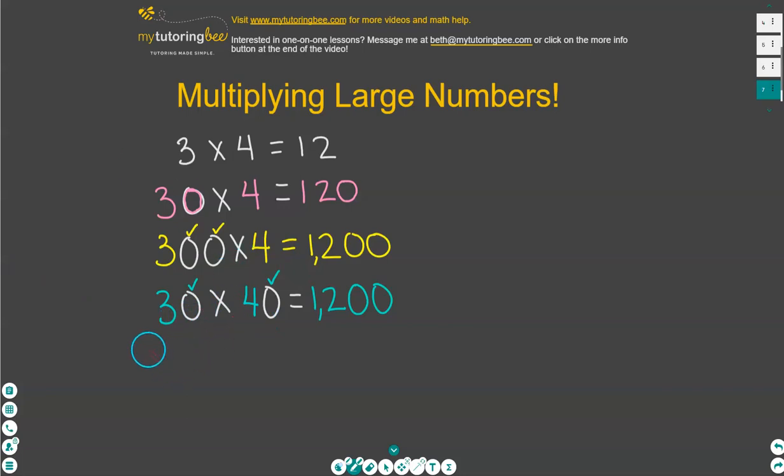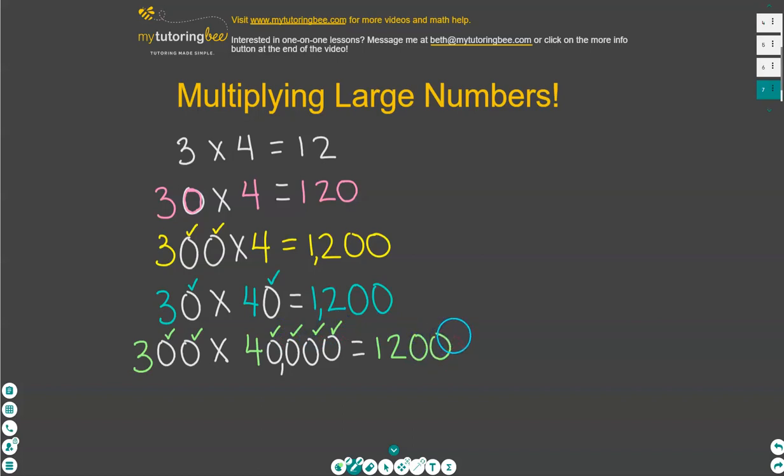Now we could do this with as many zeros as we want. Let's say we're multiplying 300 times 40,000. So we're getting into really big numbers here. The method is still the same. We're going to look at that 3, we're going to look at that 4, and we're going to multiply those two. What's 3 times 4? Well, it's still 12, but now how many zeros are we going to add on to the end of this 12? We've got 1, 2, 3, 4, 5, 6 zeros.